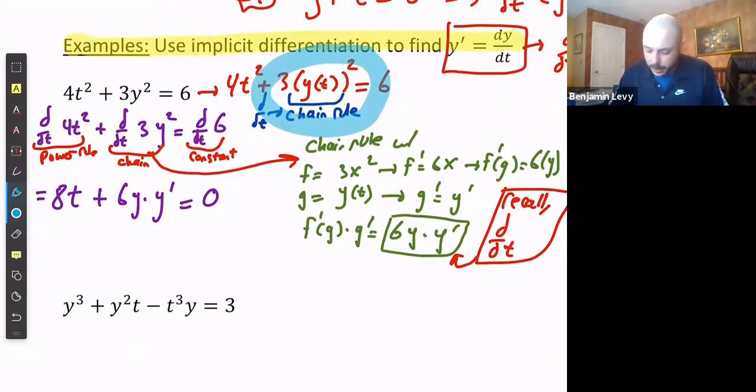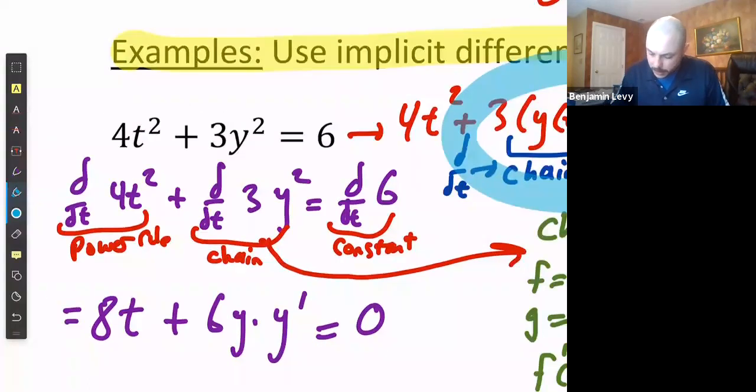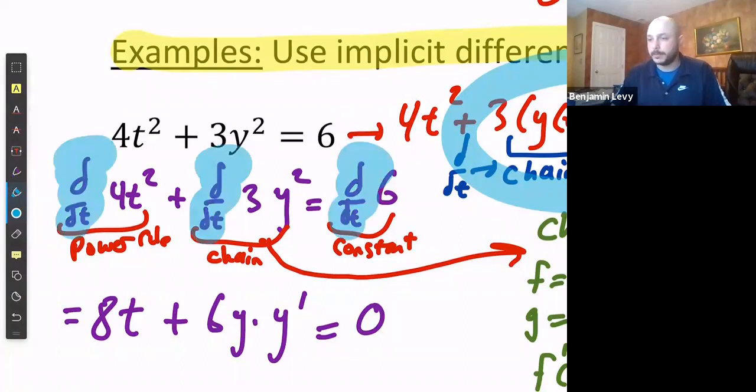And so the key thing when we're looking at this, maybe the original expression, we're doing d over dt on all these things, right? And so d over dt of 4t squared is just a power rule, because the variable's t, and there's a t squared. How do you do a t squared derivative when differentiating with respect to t? Oh, that's just a power rule.